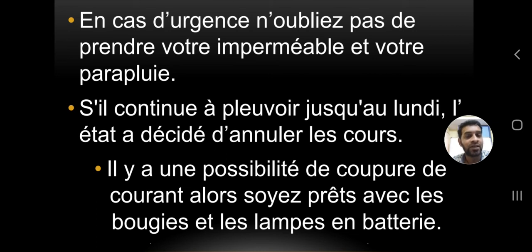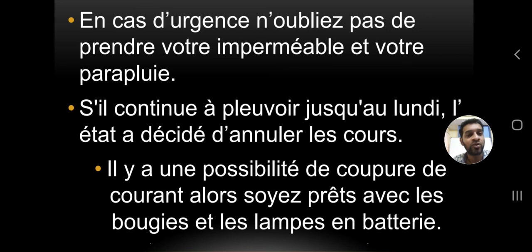Oui. Il y a une possibilité de coupure de courant, alors soyez prêts avec les bougies et les lampes en batterie. Even this is a common thing. If it rains so hard, there is a possibility of current cut. So alors soyez prêts, which means be ready with some candles. If at night time there is a power cut, you've got no other choice other than the candles or the battery lamps.